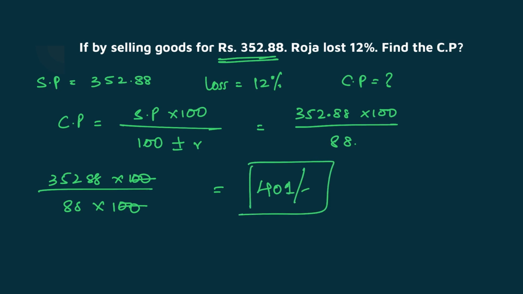So these are the basic problems in profit and loss which we have discussed in part 1. In part 2, we'll be discussing tougher problems.